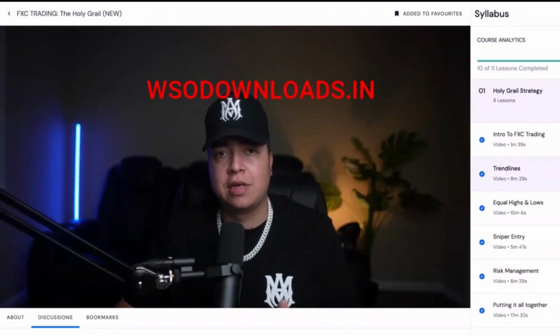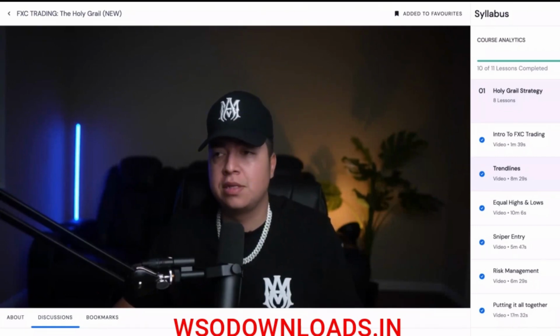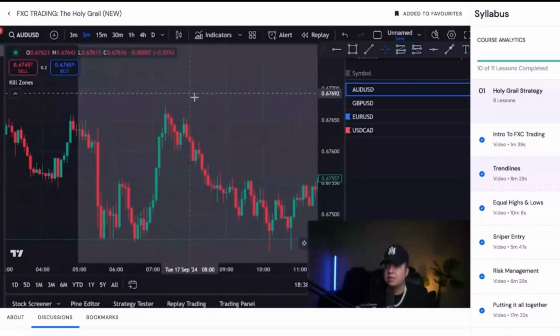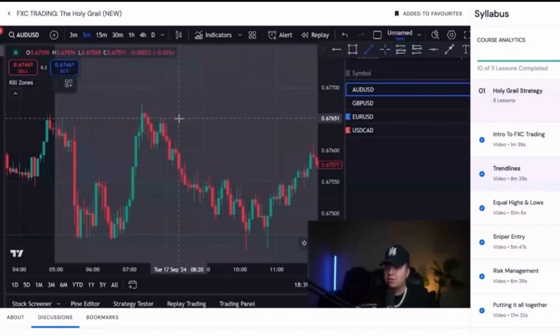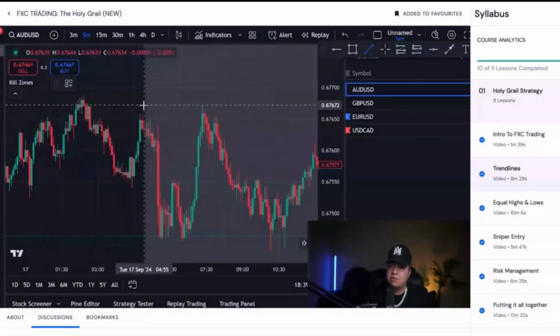is trend lines. Now, trend lines are very important to this strategy, so make sure you pay attention. Now, when it comes to drawing trend lines, it's very simple. There's no need to complicate this. You're going to grab a trend line tool, and all you want to get is 3 taps. So let's start off with this one.